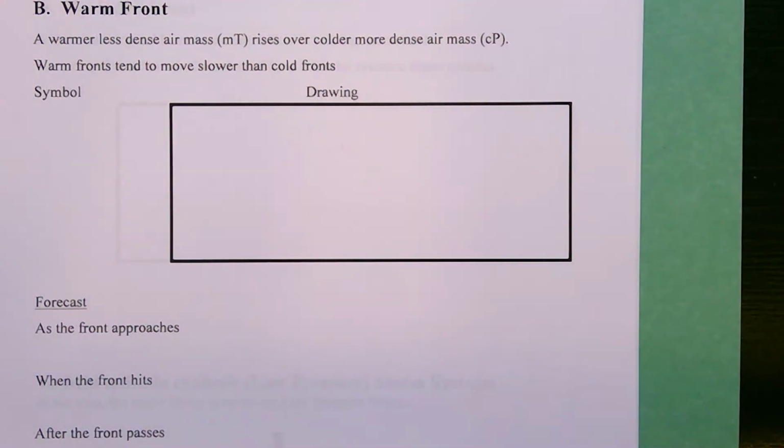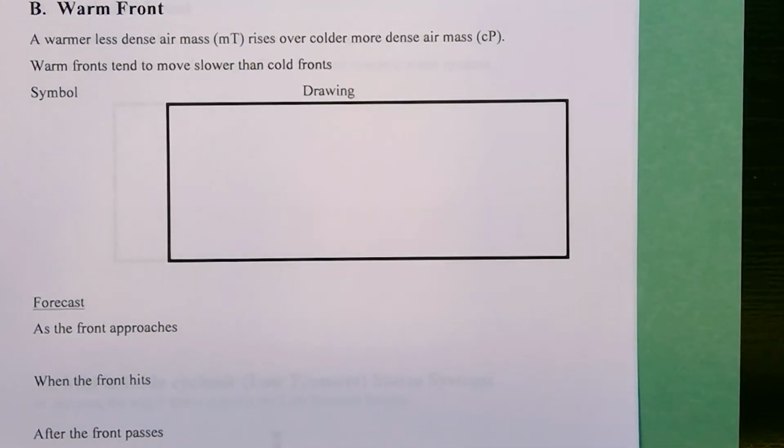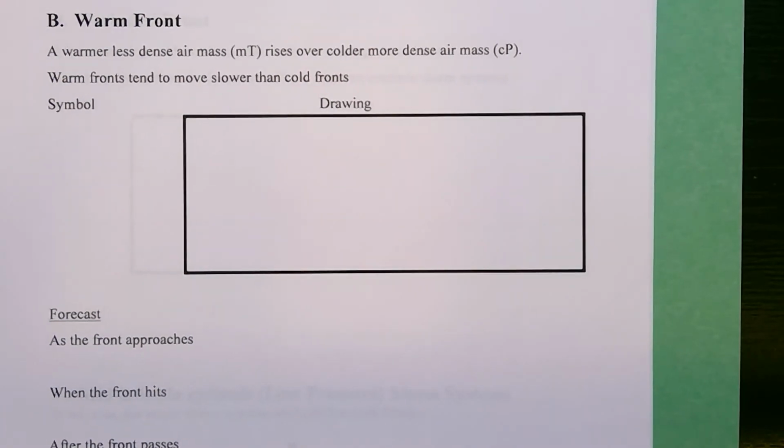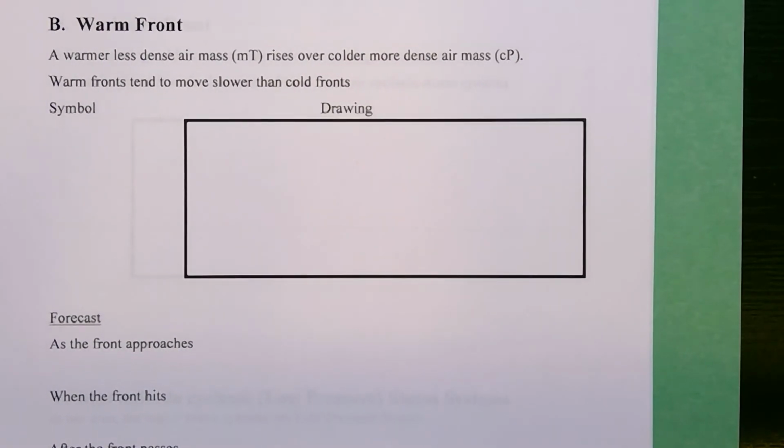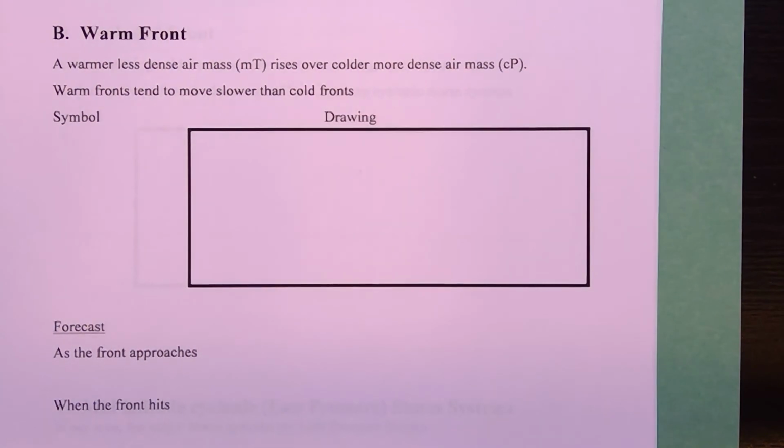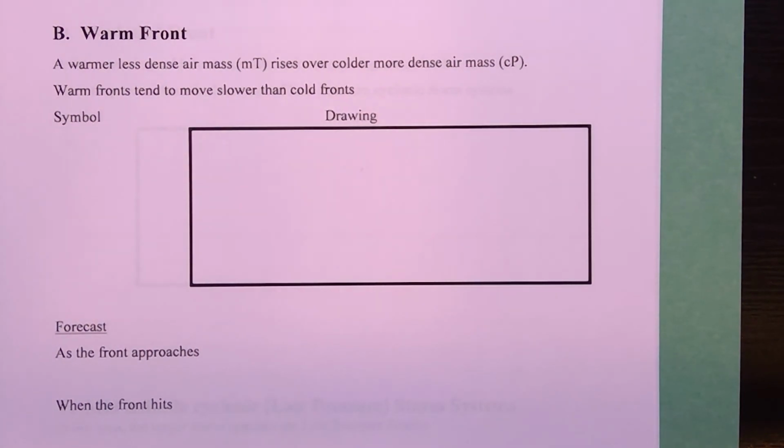Mr. Abbott here again. Another boring science explanation, on warm fronts, stationary fronts, occluded fronts, and possibly the mid-latitude cyclonic storm system. All right, so we saw the cold front symbol. Now let's look at a warm front symbol.